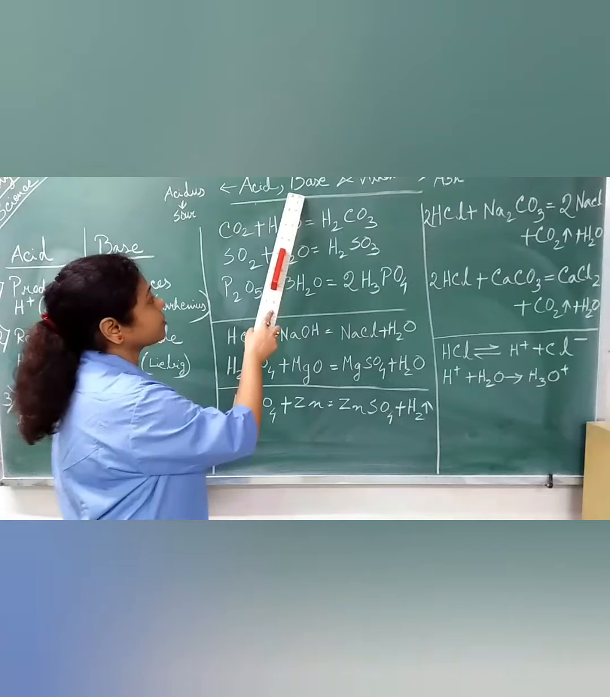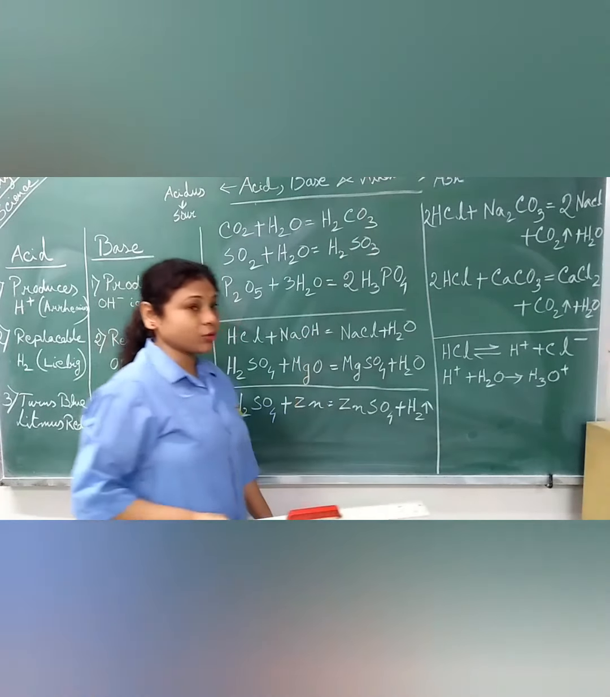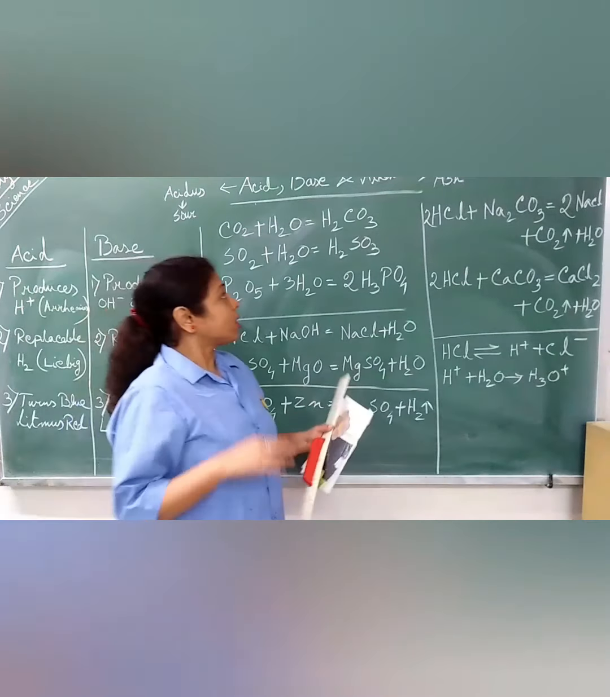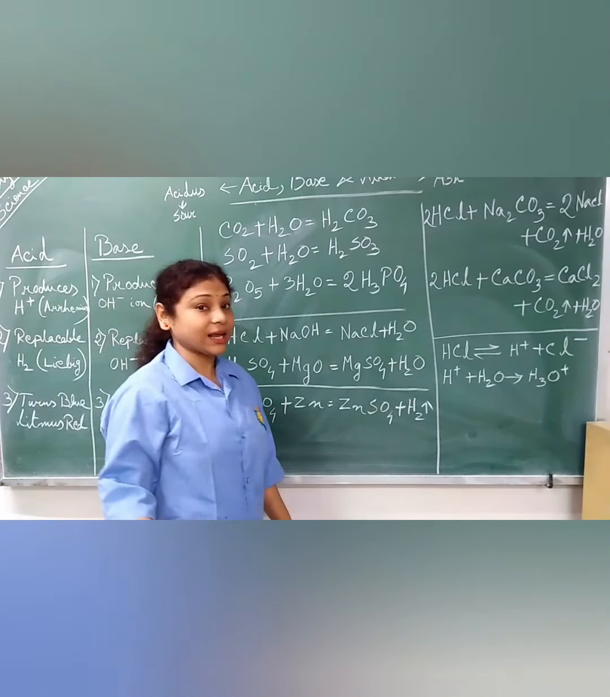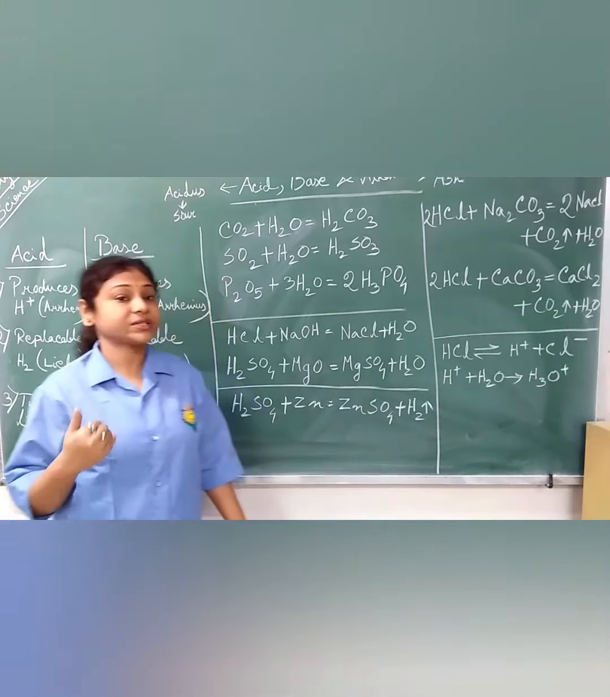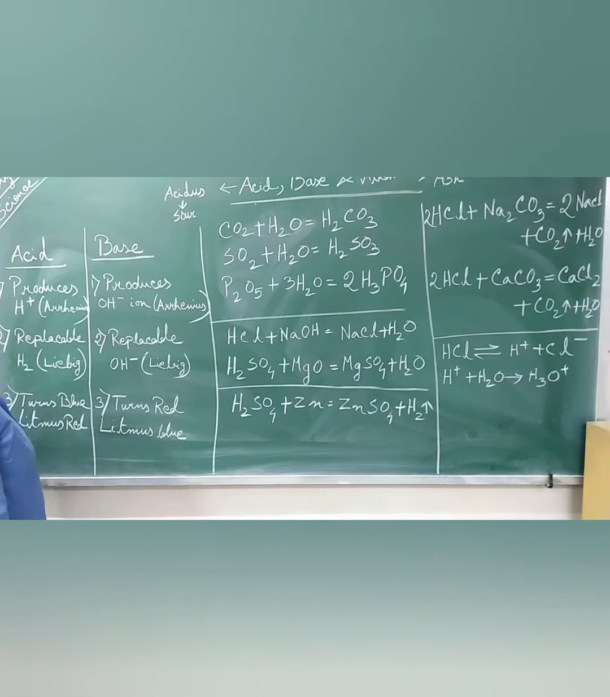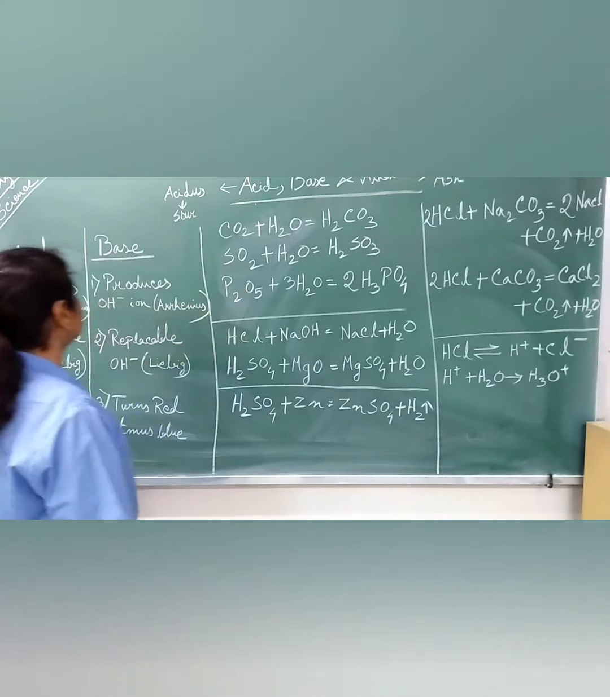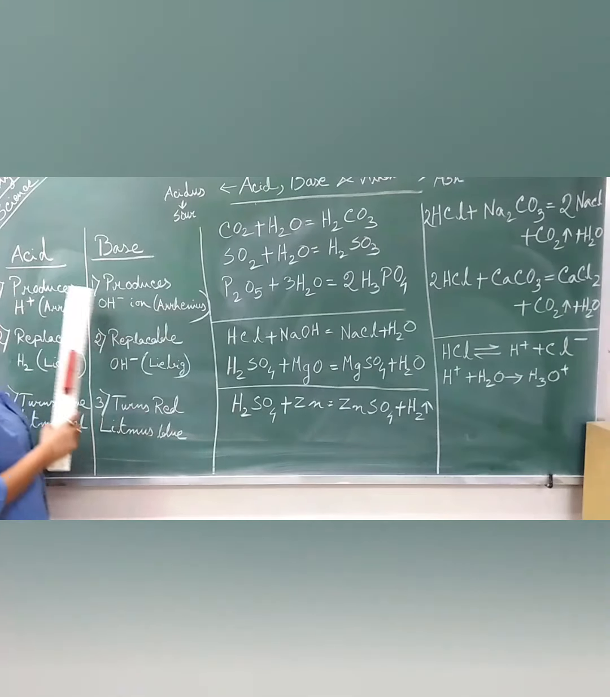Now one more thing, I have written base also. So base and alkali both are quite similar, but all alkalis are bases, but not all bases are alkalis. First of all, water soluble bases are called alkalis. Now the next one, acid and base definition.